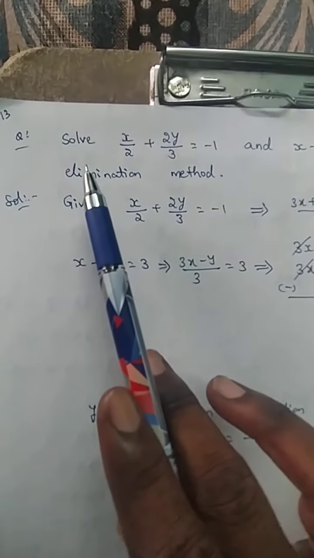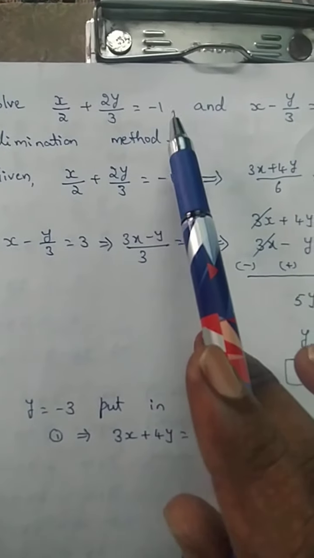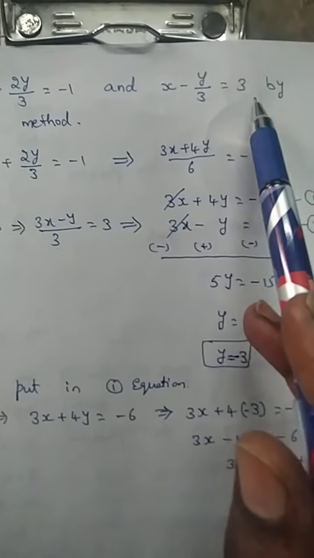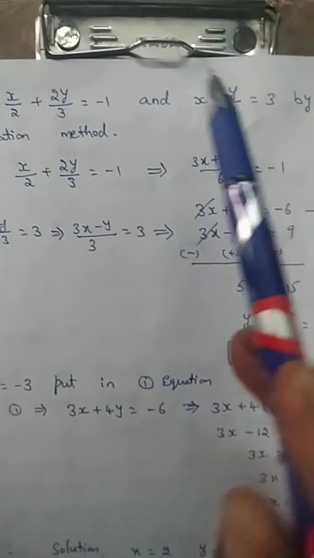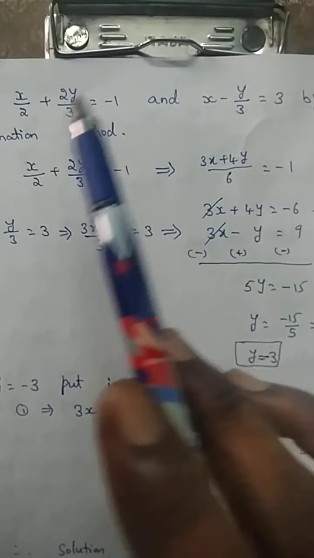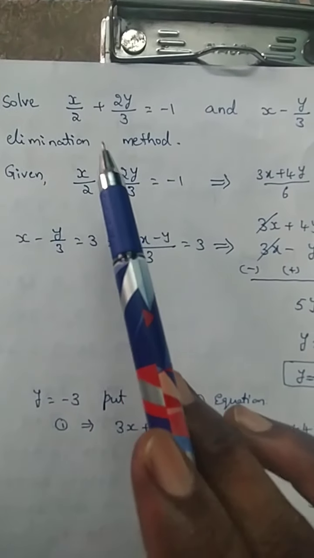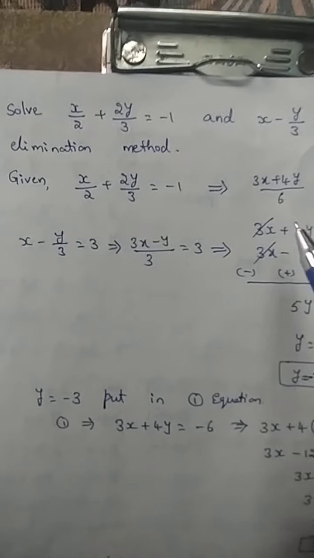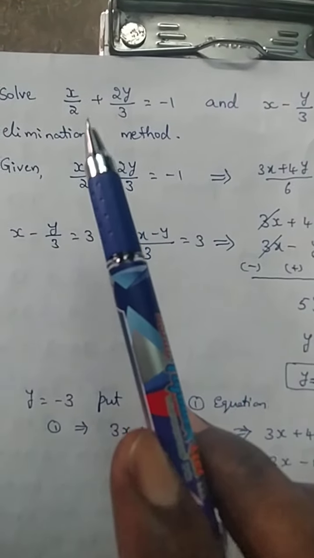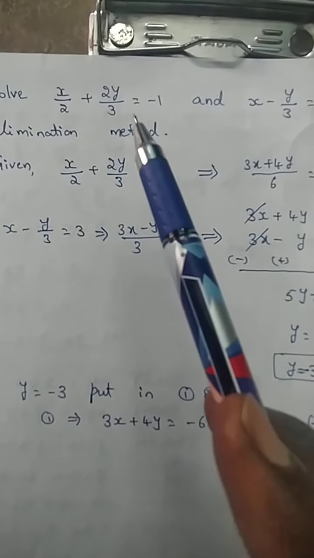The next question: solve x/2 + 2y/3 = -1 and x - y/3 = 3 by the elimination method. We can solve these two linear equations by the elimination method. The coefficients of the variables, which are rational numbers, are to be changed to integers to simplify it very easily.